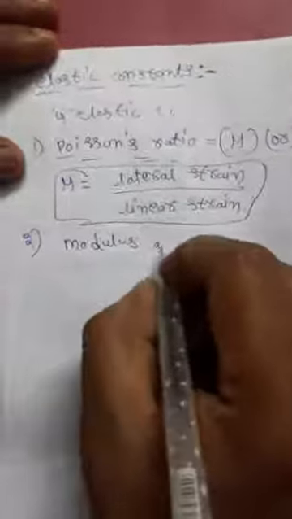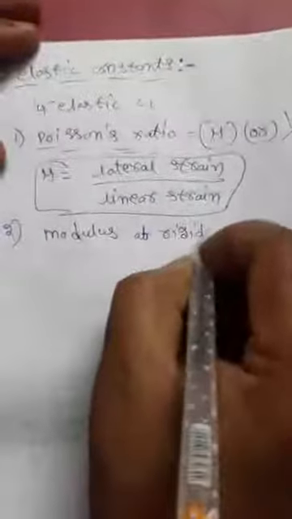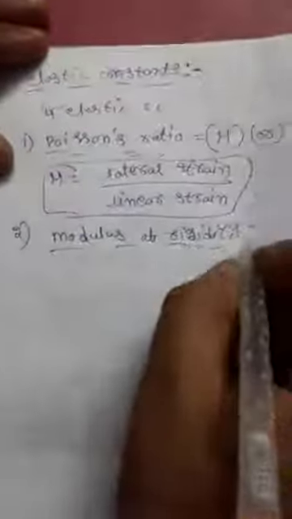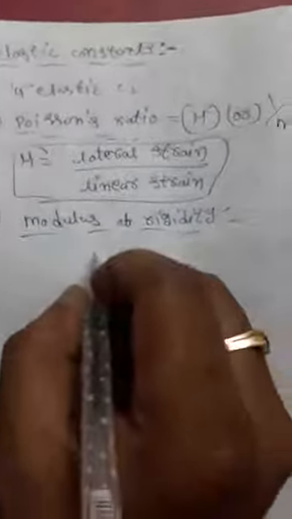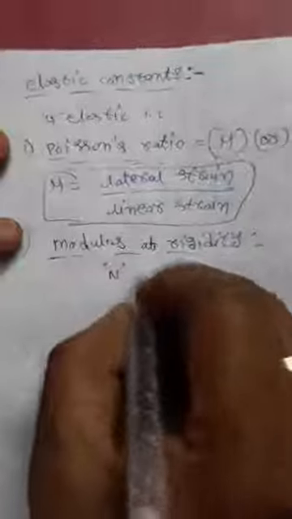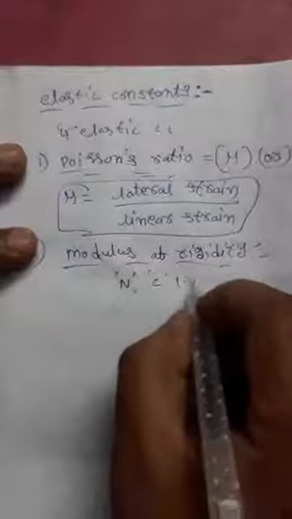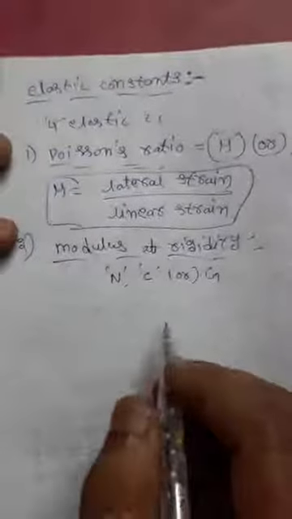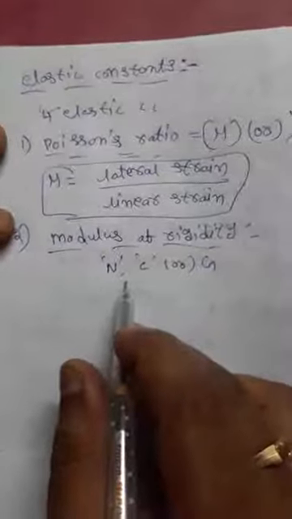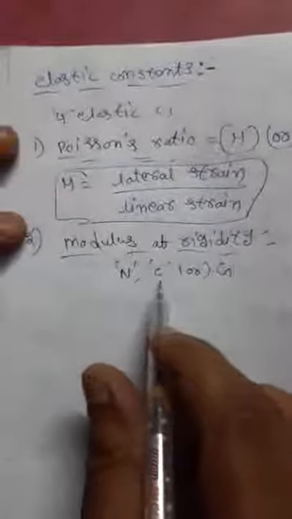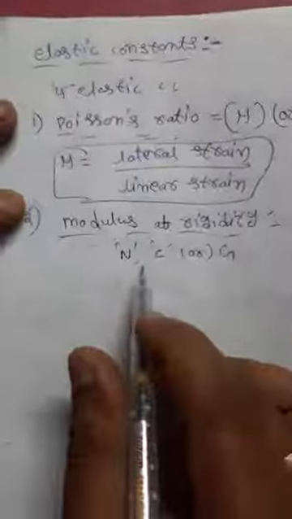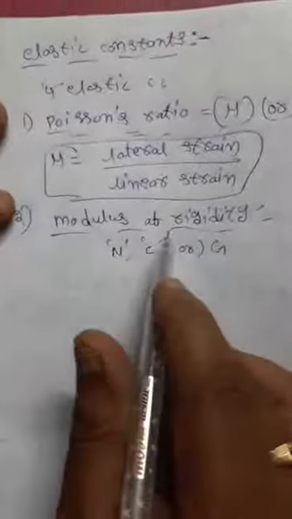And the second elastic constant is modulus of rigidity. The modulus of rigidity can be denoted by capital N, capital C, or capital G. You can use any one of these; these three are the denoted letters for modulus of rigidity.